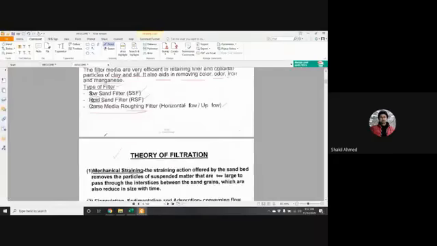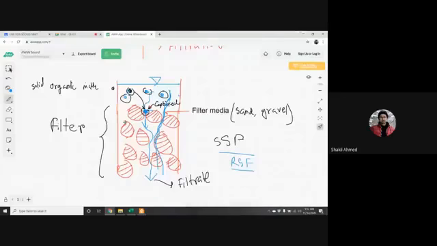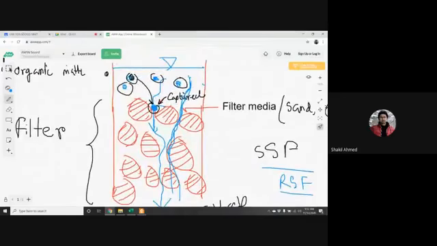First of all, we will see them. Let's see the theory of filtration. This is important. What is happening in this filter media? One is mechanical straining. What is mechanical straining? As I told you, when the water moves through this pore size, these particles are captured here. This is called mechanical straining.